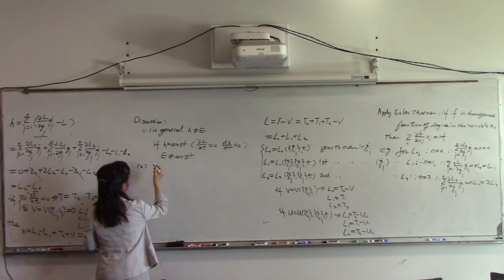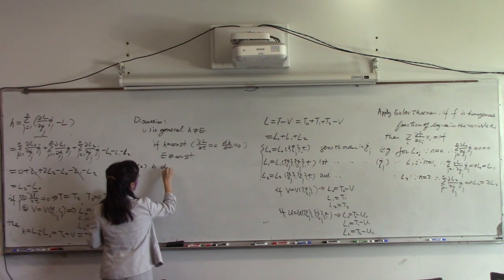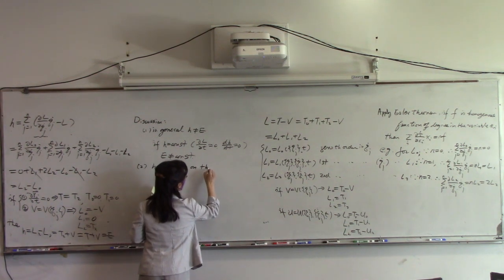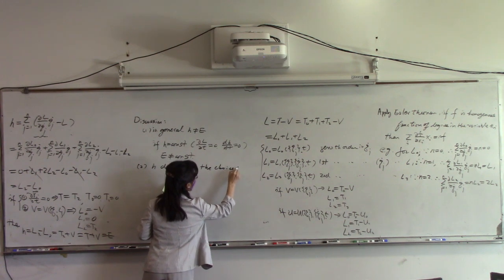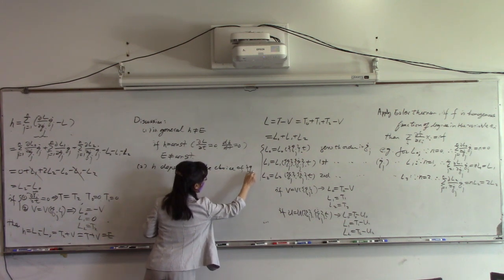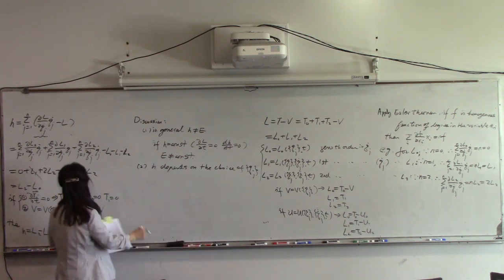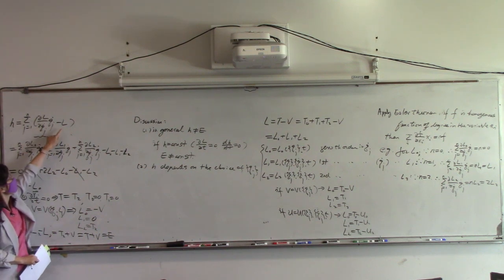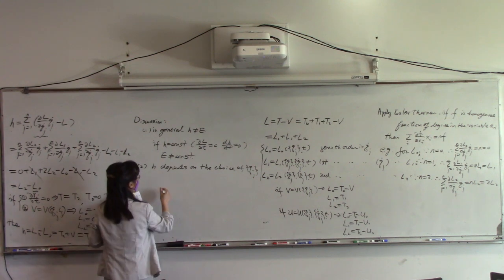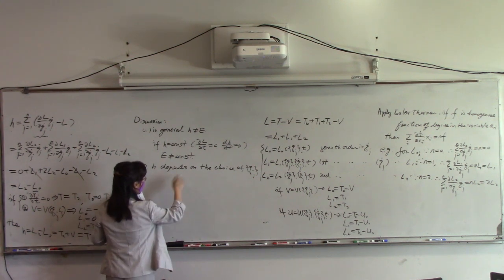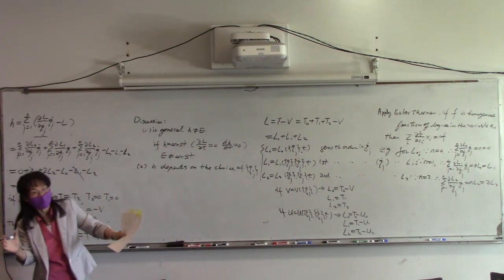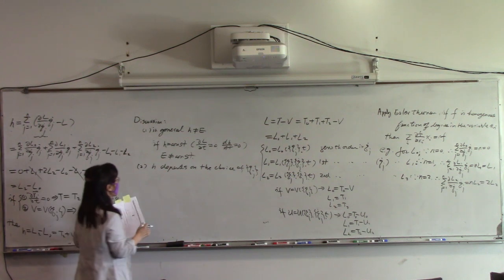Second, H depends on the choice of generalized coordinates. Because if you select different coordinates, it will be different. This term depends on the generalized coordinates. That means in Cartesian or in spherical coordinates, this H is different.